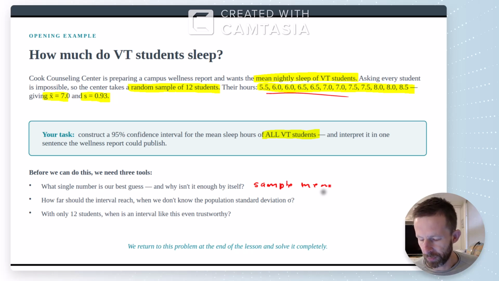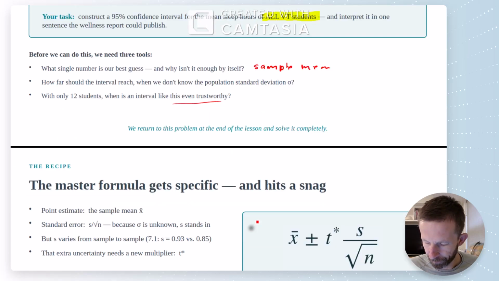How far should the interval reach? And when we don't know the population standard deviation, with only 12 students, when is an interval like this even trustworthy? So let's look at all that stuff.